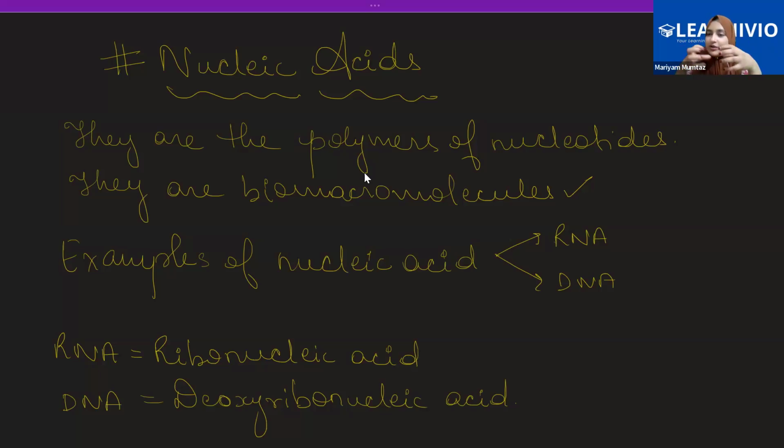Monomers, right? Several nucleotides come together to make the polymer that is the nucleic acid. There are two nucleic acids: we have RNA and DNA. So RNA stands for ribonucleic.